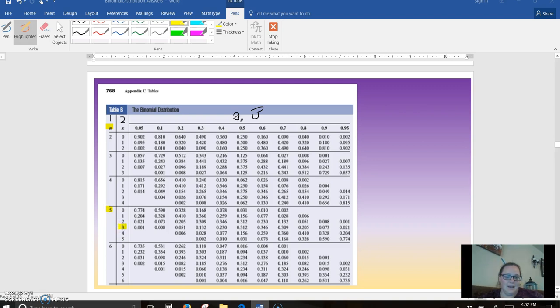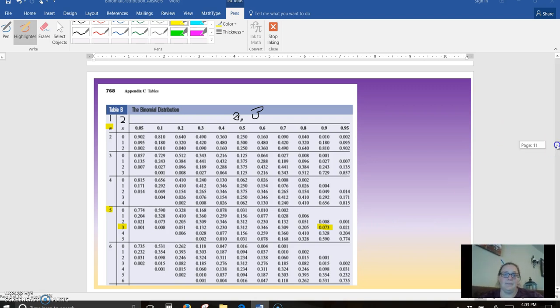All right, so for example, if our N was 5 trials and we were looking at exactly 3, and you made 90% of the shots, making sure it lines up, that would be 7.3%.